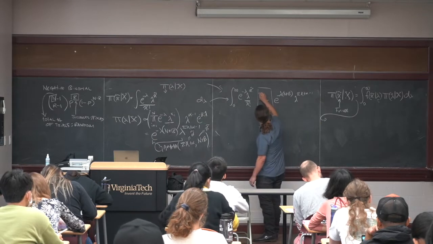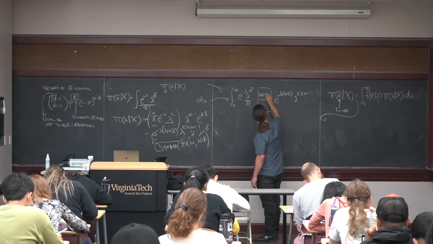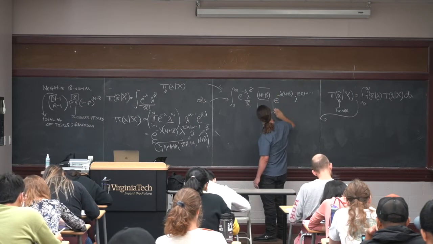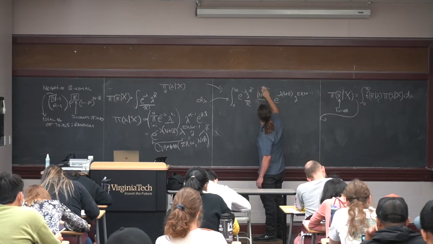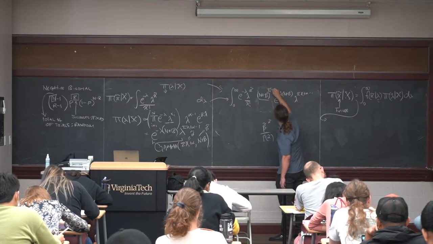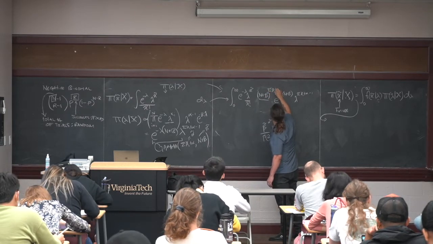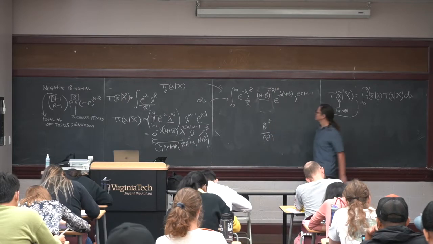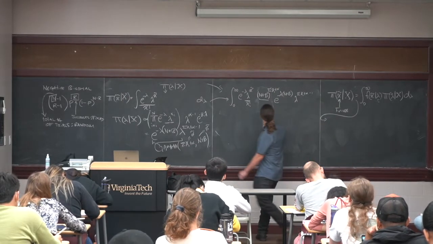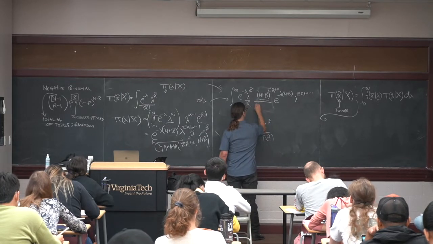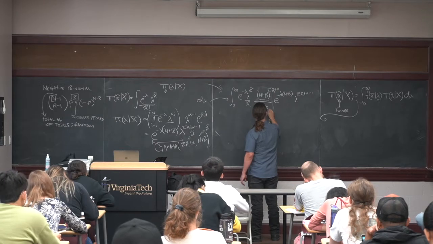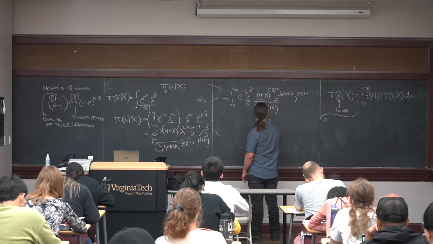So this will be n plus beta to the sum of the xi's. Get rid of this box. Sum of the xi's plus alpha. So no minus 1 over there. So over gamma function of sum of the xi's plus alpha.